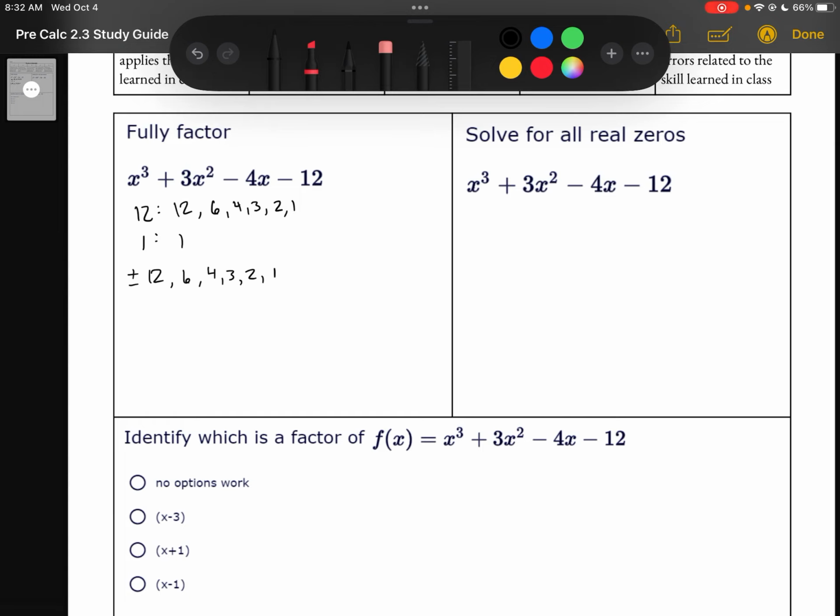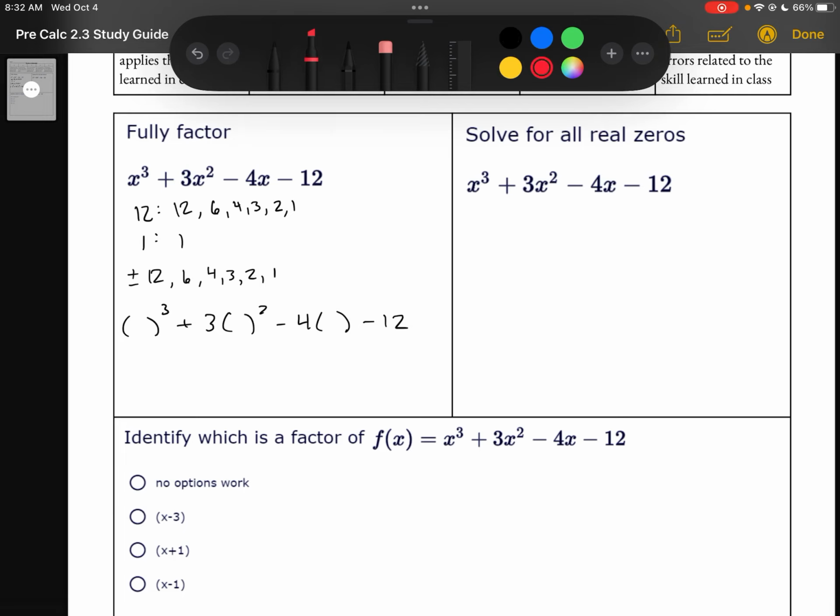And then what we're going to see is we can plug each of these in, and that is going to help us to be able to figure out which one of these is a factor. And then once we figure out our factors, we're going to identify 3 of them. We're going to be able to solve for the fully factored form. So one at a time, we're going to plug in each of our numbers here.